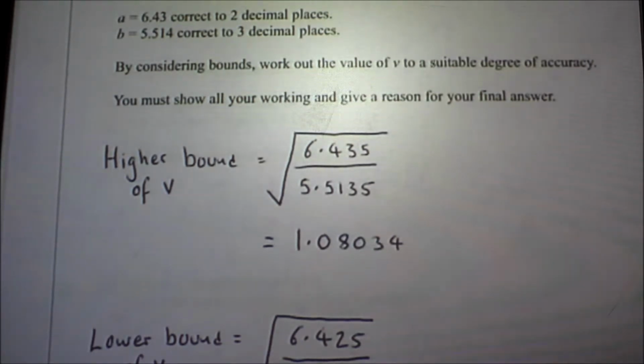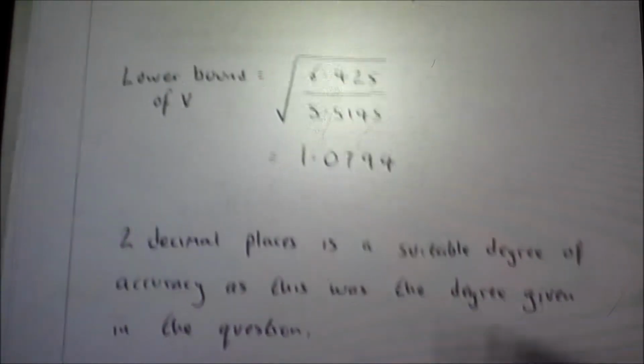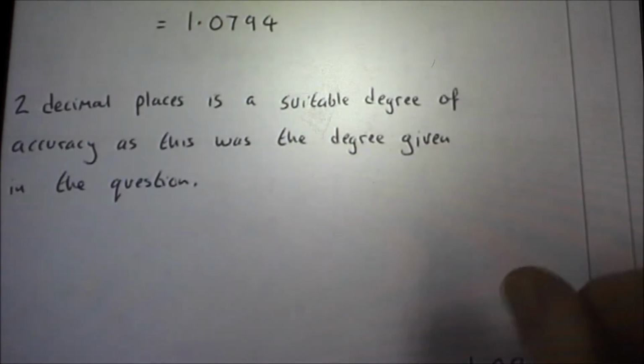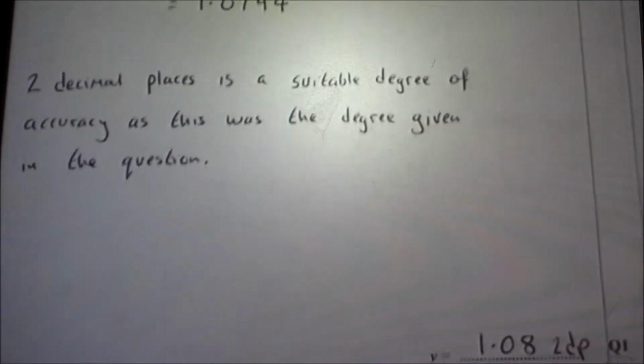And I think 2 decimal places is a suitable degree of accuracy, as this was the degree of accuracy given in the question. And the final answer, so it'd be 1.08. And if you want, after that, you can write 2dp for 2 decimal places.